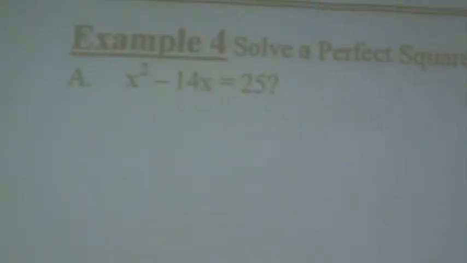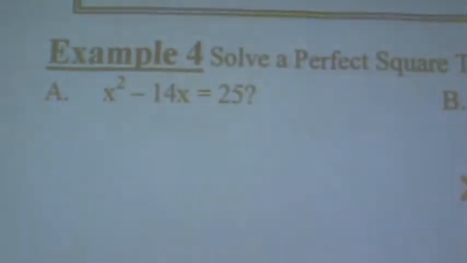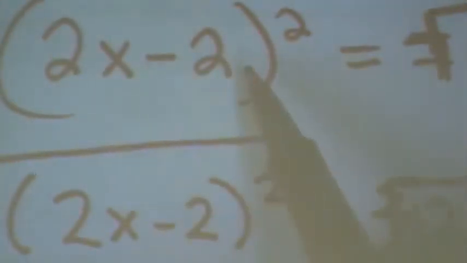Okay, now, how do you complete the square? Your job is to make the left side look like these, x minus 2 squared, 2x minus 2 squared. That's what you have to do. You want to make this a perfect square trinomial. How to do that is you take half of this middle term. What's half of negative 14? Negative 7. And square that number. What's negative 7 times negative 7? 49. 49 is the magic number. You're going to add 49 to both sides.